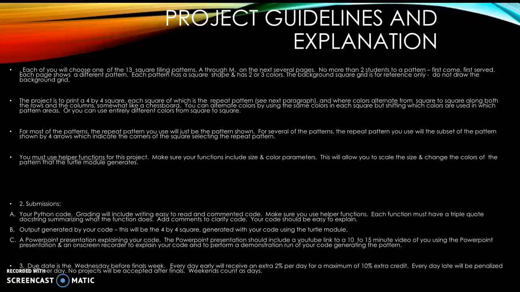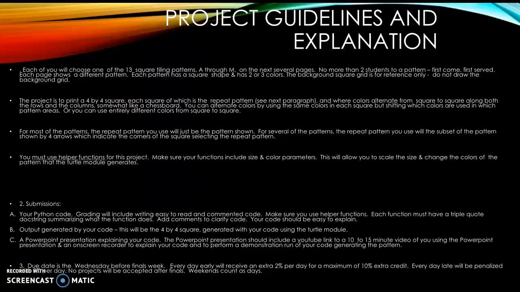The project is to print a 4x4 square, each square of which is the repeat pattern, and where colors alternate from square to square along both the rows and columns, somewhat like a chessboard. You can alternate colors by using the same colors in each square, but shifting which colors are used in which pattern areas. Or you can use entirely different colors from square to square.